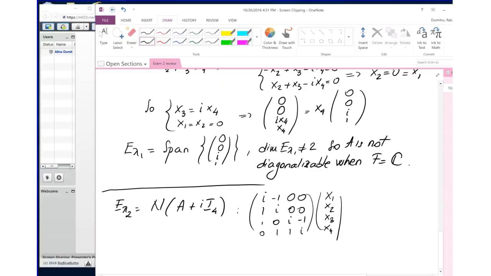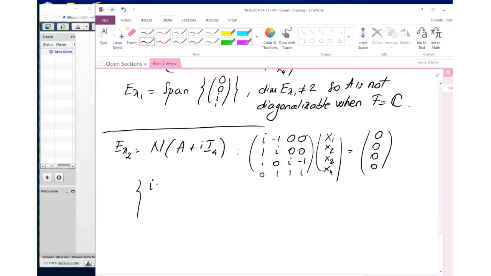Well, the purpose of this review section was to create solutions. All right, let's see what happens here. i x1 minus x2 is 0. x1 plus i x2 is 0. Are they one and the same? Yes, because if you multiply the second one by i, you just get the first one. So all we get out of that is that x2 is i x1. Let's move to the third.